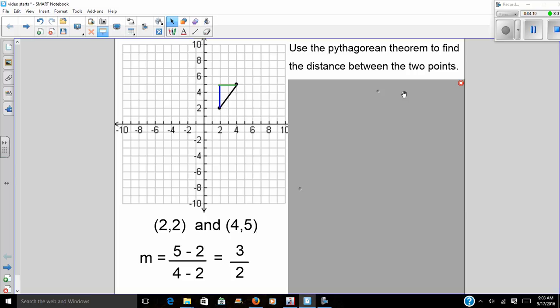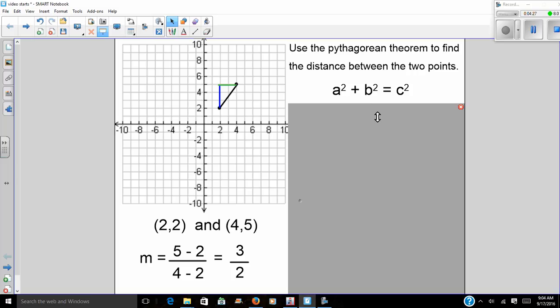So let's see what that looks like. We know that a squared plus b squared equals c squared. That is the Pythagorean theorem, and the proofs are out there. There are tons of them on YouTube that you could check out, but we know that to be fact.